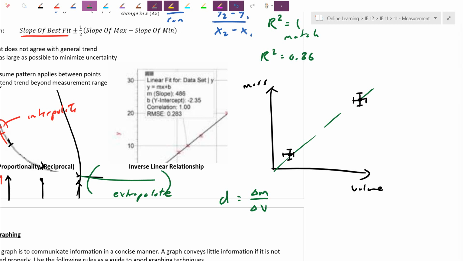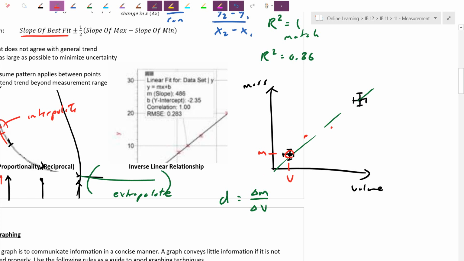It's true. Each of these points by themselves is already a volume, is already a mass. I could already do a mass divided by volume. But just in case some points are high, some points are low, I've taken down a bunch of readings, and now I have a best fit line that hopefully minimizes some of those random errors.